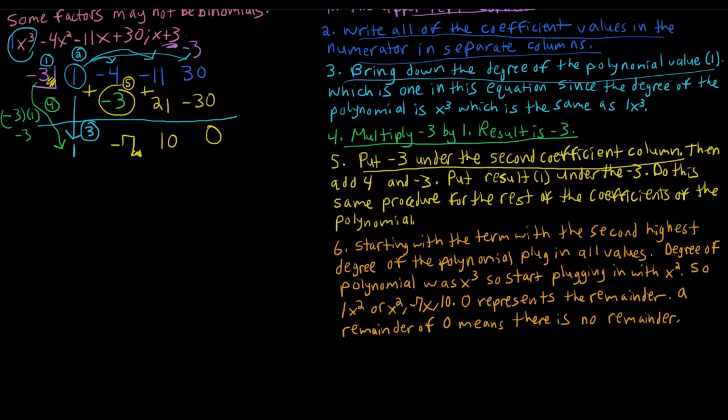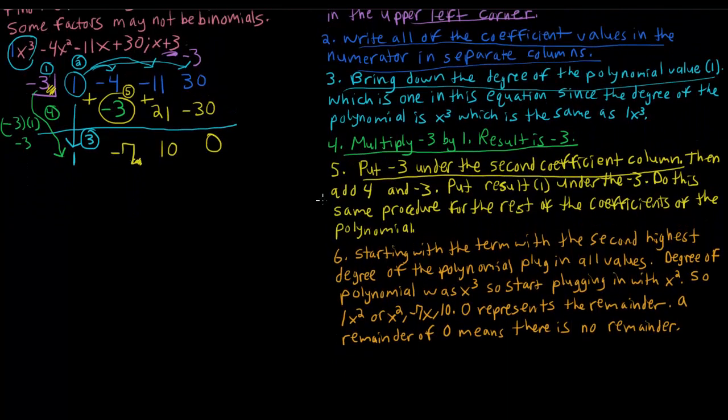Now, for step 6, the final step, it says starting with a term with the second highest degree of the polynomial, plug in all the values. So the degree of the polynomial was x to the third here. So start plugging in with x to the second. It's pretty much saying that our answer is going to start a degree below the degree of the polynomial. So since the degree of the polynomial is x to the third, our answer is going to start with x raised to the second power.